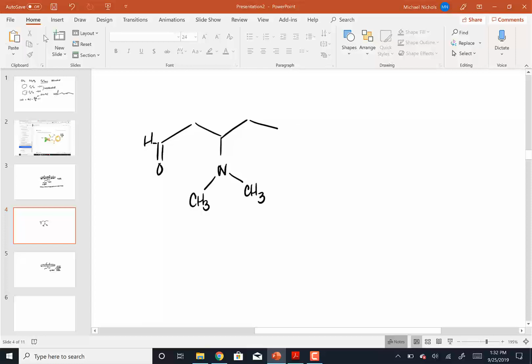Now I have to remember what system I'm going to be under here. I don't want that methyl. I don't want a third methyl group. Okay. So now the amine's been supplanted as the highest priority group. So I've got an aldehyde and an amine.